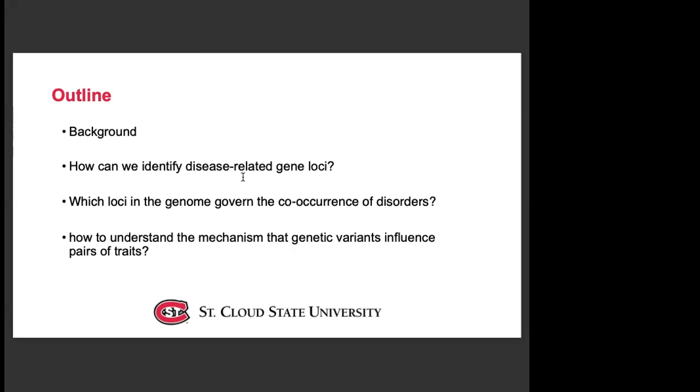The second question is, which genes in the genome govern the co-occurrence of disorders? That's a phenomenon we call pleiotropy, but I will introduce that later. And the last one is how we understand the mechanism underlying those genes that influence pairs of traits.